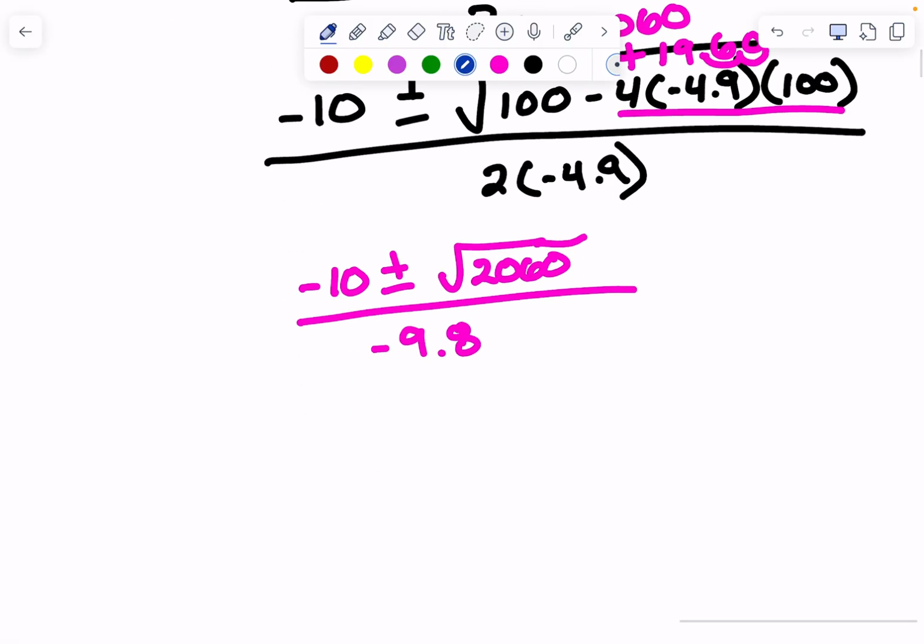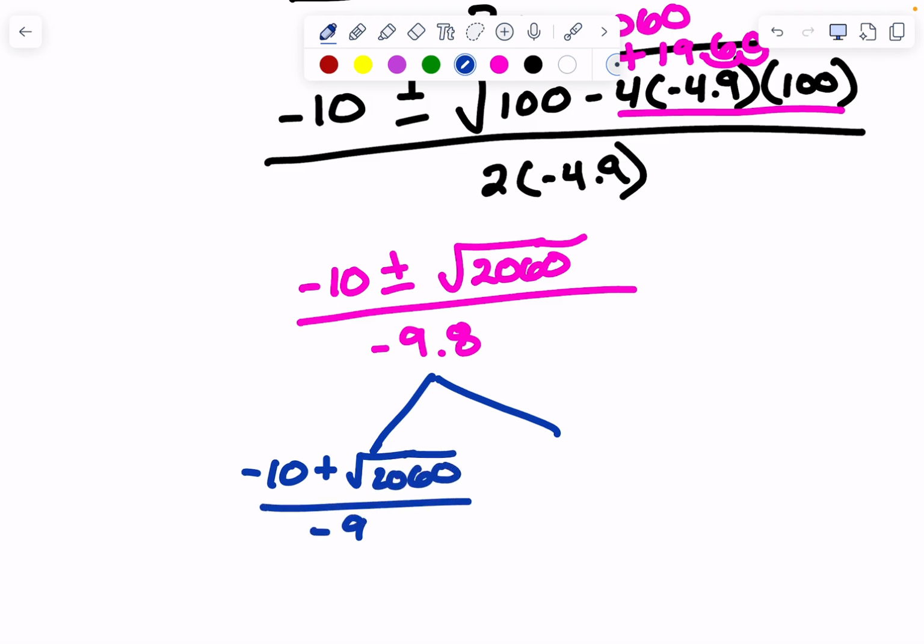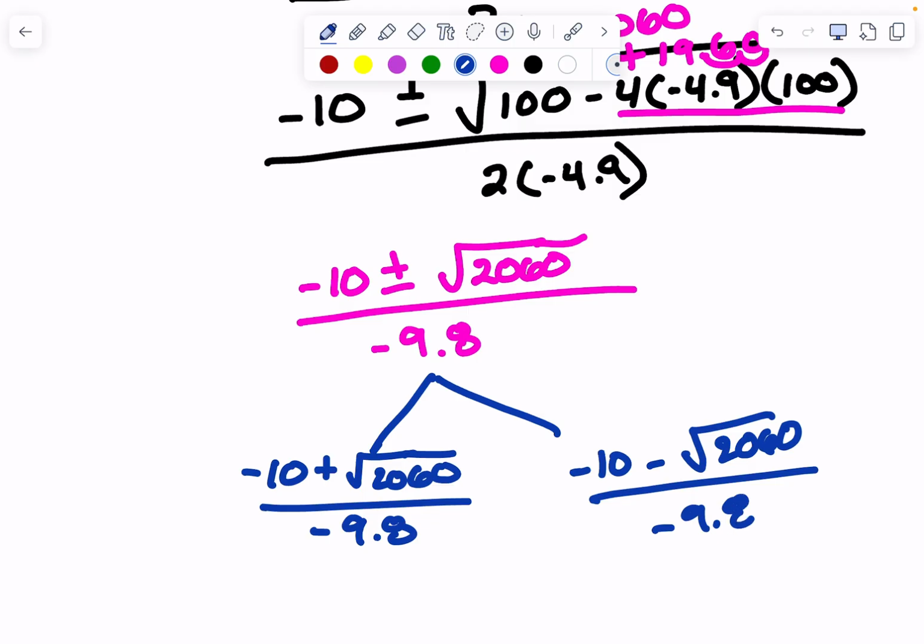Okay, so here's what we want to do. We're going to do negative 10 plus the square root of 2060, and find a decimal, all over negative 9.8. And we're going to do negative 10 minus the square root of 2060 all over negative 9.8. My negatives should cancel, right? No, because they're trapped. Oh, that's not right.